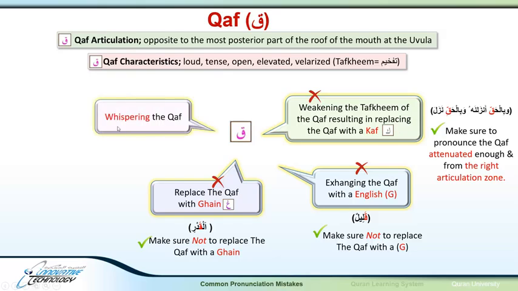The next common mistake is whispering the qaf. Whispering is like this. قالوا. The qaf is not clear enough. The right way of pronouncing it is like this. قالوا. So the qaf is an apparent character, and you should make sure to give the qaf its apparent characteristics.